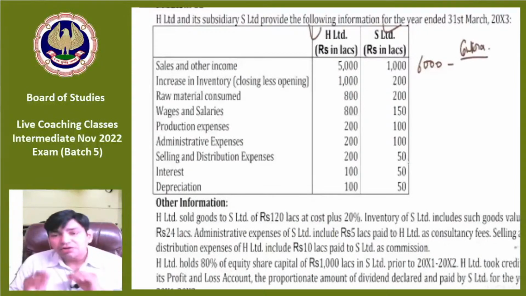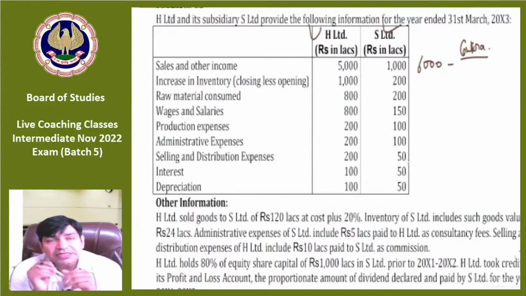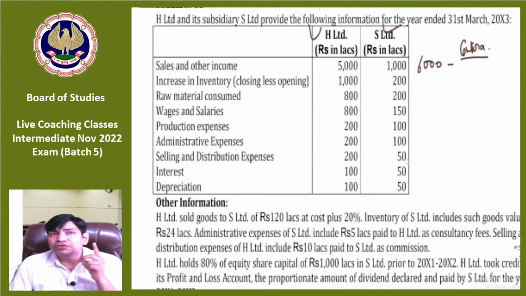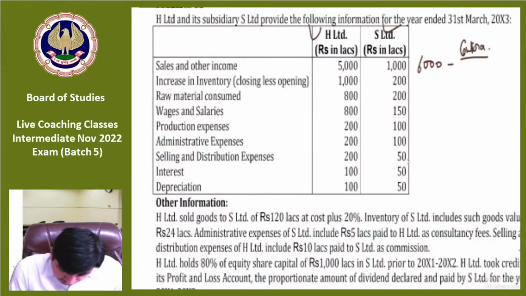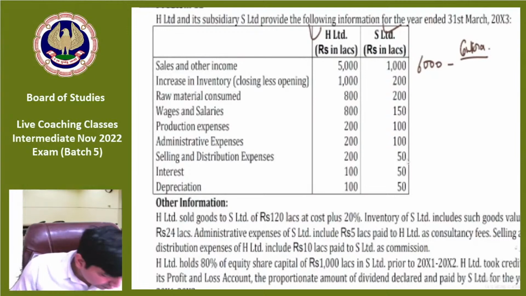The sale of one company is the purchase for another company. It means you have to reduce from both sides, from the cost side and from the sale side also. In case of purchase also, you need to consider the same thing: where are the contra items.